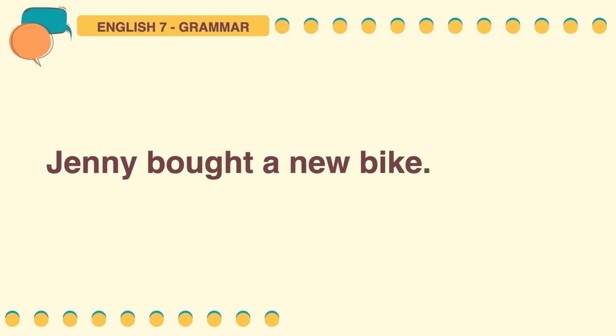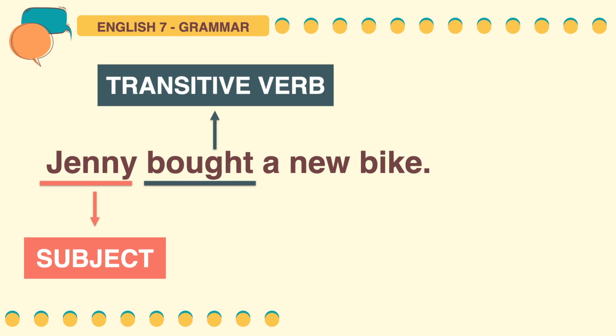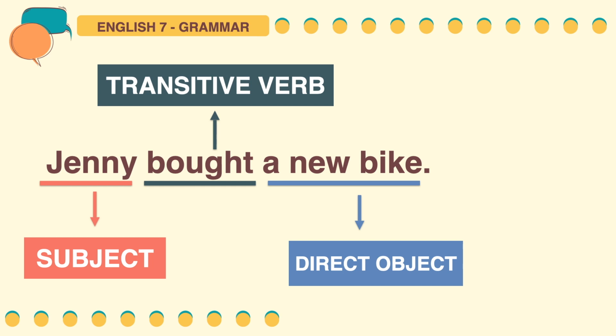Let's have an example. The sentence is, Jenny bought a new bike. In this sentence, the subject is Jenny because the sentence talks about her. The word bought is the transitive verb because it is a doable action that needs a receiver. Therefore, the receiver of the action bought is a new bike, or what we call as the direct object.